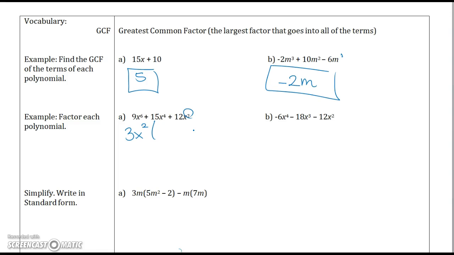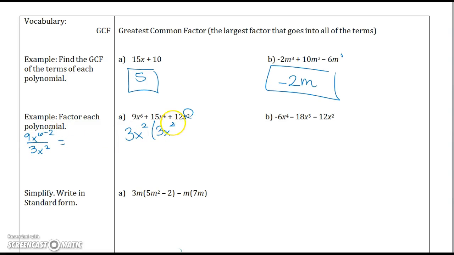Okay, so now we talk about the leftovers. So I factored out 3x squared from each of these terms. So here's what we're doing in our head. We had 9x to the 6th, and we're taking out 3x squared. It's like we're dividing it. 3 goes into 9 3 times, and then for this, I'm going to subtract the exponents.